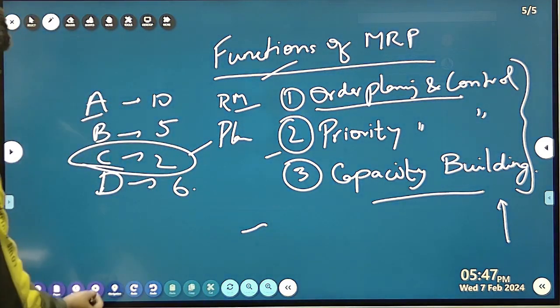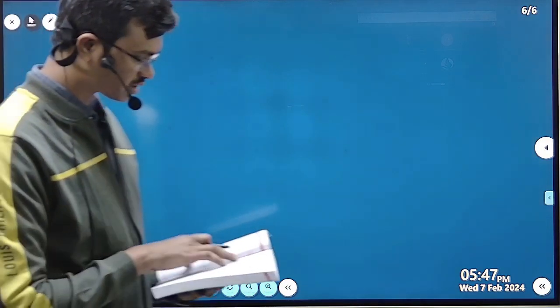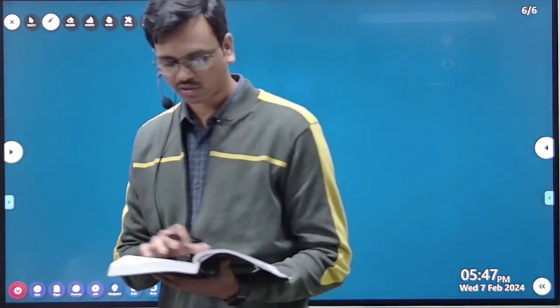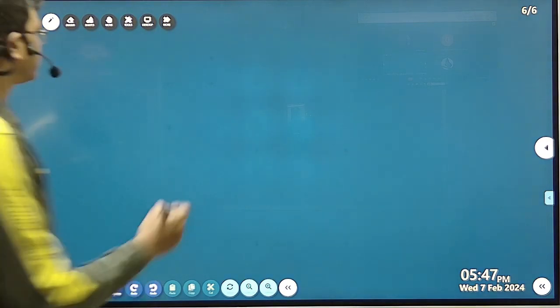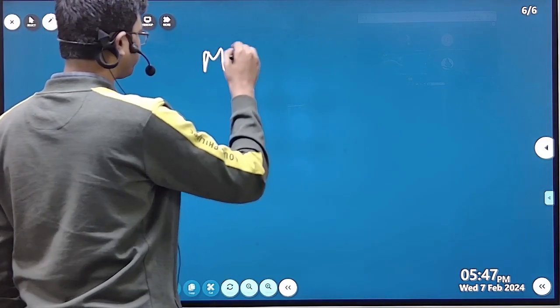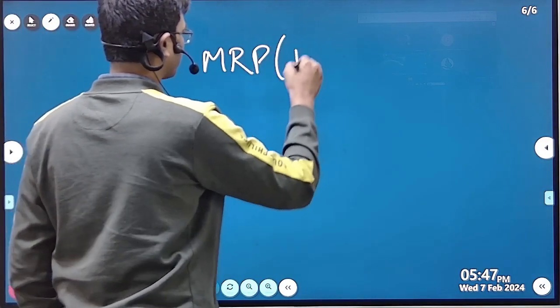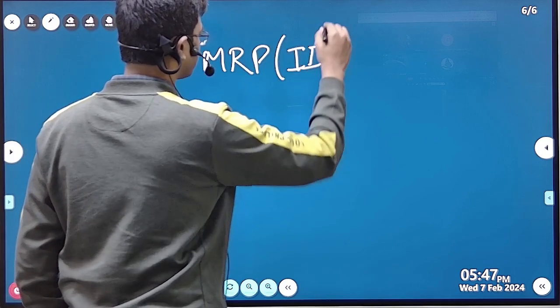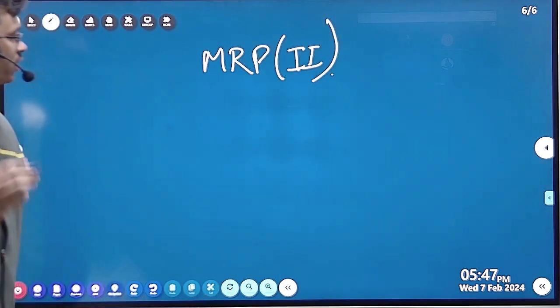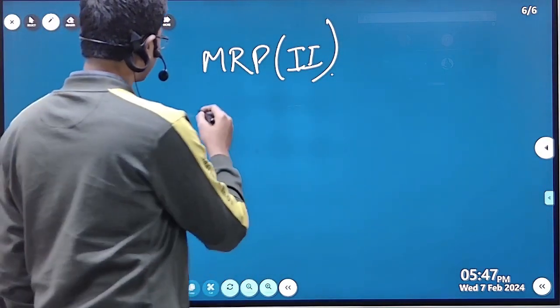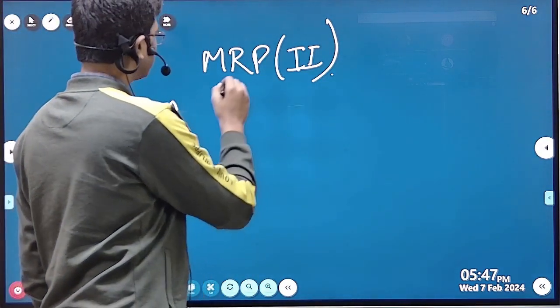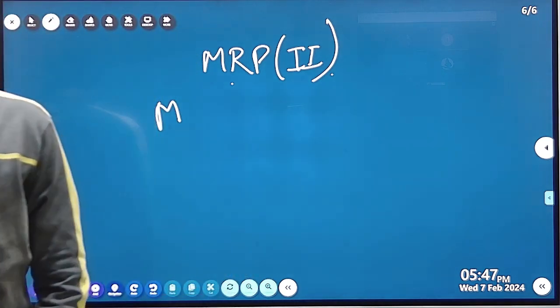Okay, and similarly, the second part, that is manufacturing resource planning also. So this is just an extension of MRP. So you can say MRP2. Okay, this is MRP2, where it's just an extension. So this is manufacturing resource planning.